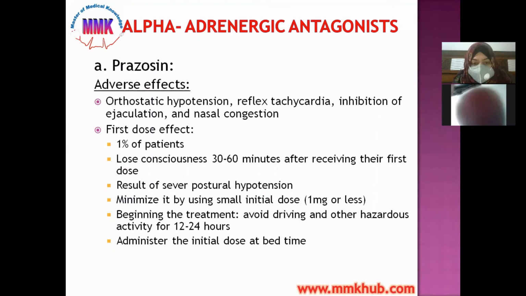When we begin the treatment, we will want the patient to avoid driving and other hazardous activities, like using dangerous machinery, for 12 to 24 hours. And we usually administer the drug, especially the initial dose, at bedtime.